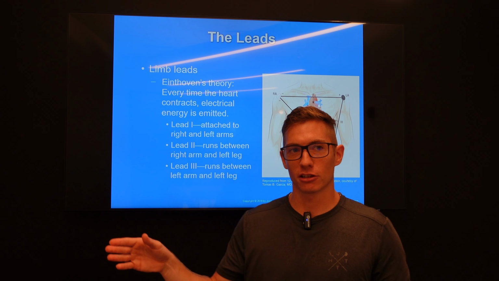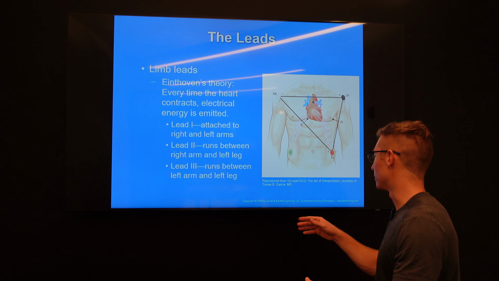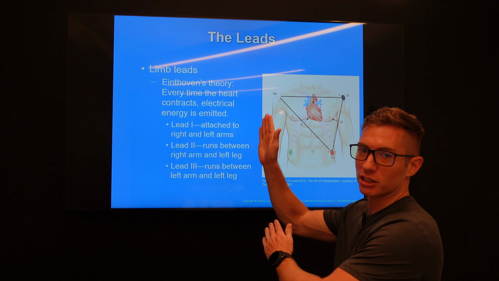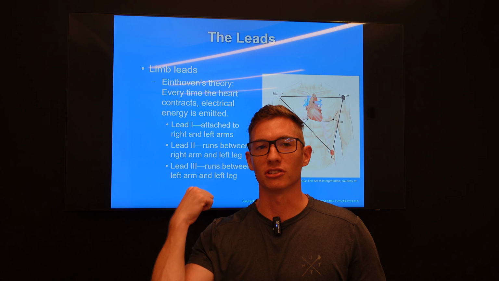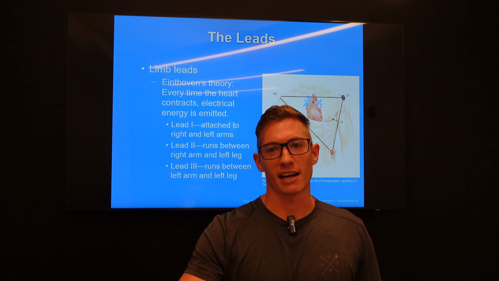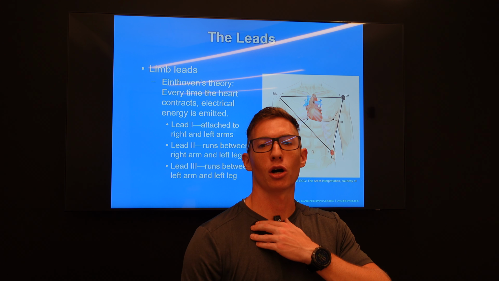Whenever you're looking at your QRS on your electrocardiogram and it's shooting straight up, that means there is electricity going straight to the lead. Now, whenever it is going down, that means there's electricity running away from the heart.